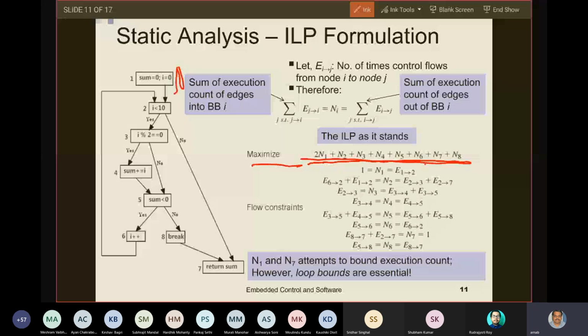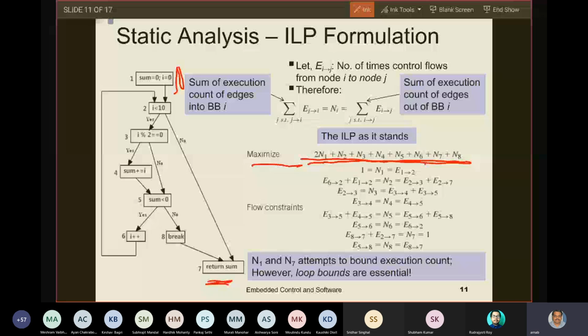Now, will I be able to bound the execution time of the program if I have only these two pieces of information? No, because the loop can iterate multiple times. If the loop size is infinite, the program will take infinite time to complete. So I need to have an estimate on the bound of the loop.